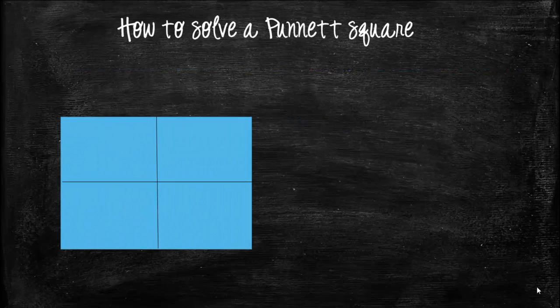You are now going to learn how to interpret and solve a Punnett square. We will be using the cross between parent number 1 and parent number 2 as an example. Parent number 1 is homozygous for capital RR, and parent number 2 is homozygous for lowercase rr.